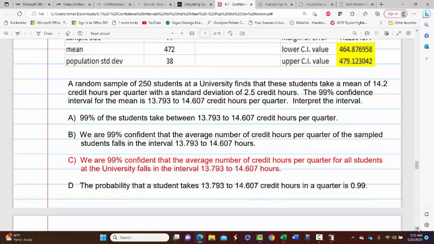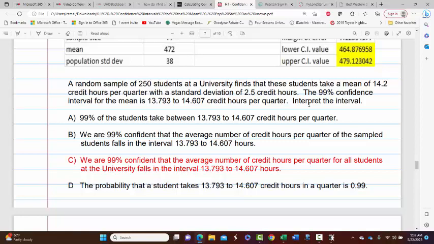This is just kind of a conceptual question to see if we understand the idea of confidence intervals. What are we actually doing here? So we're taking a sample of 250 students at a university, take a mean of 14.2 credit hours per quarter with a standard deviation of 2.5 credit hours. The 99% confidence level for the mean is these two numbers, credit hours per quarter.